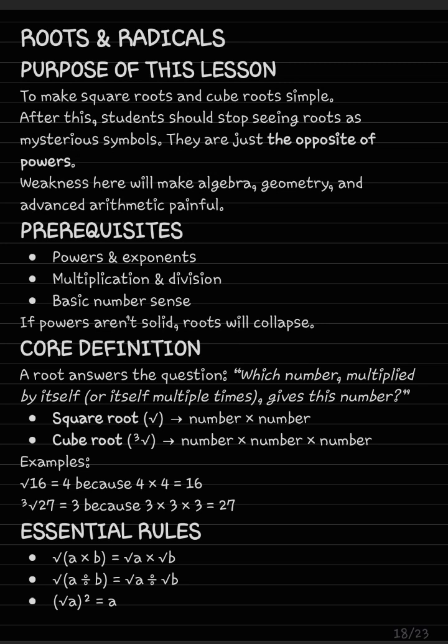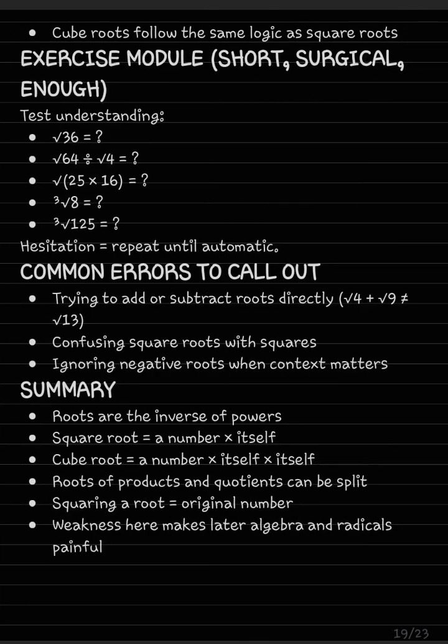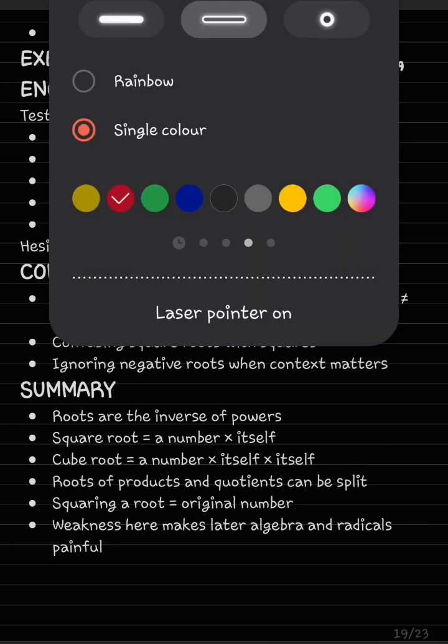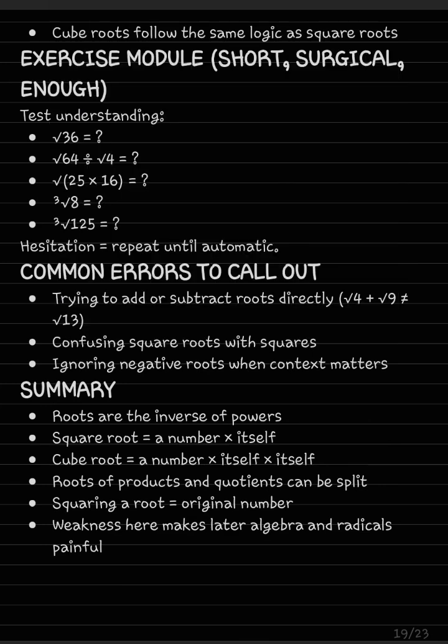The quotient rule: the root of a division problem can be split. The square root of a divided by b is equivalent to the square root of a divided by the square root of b. The inverse property: squaring a square root essentially cancels the operation. If you take the square root of a number and then square the result, you return to the original number. Consistency: while square roots are most common, cube roots and higher roots follow these exact same logical patterns.